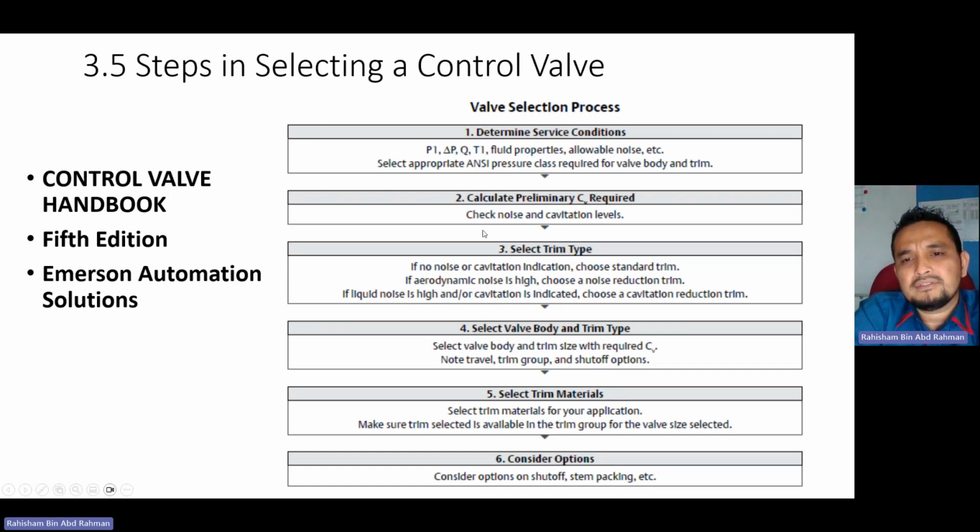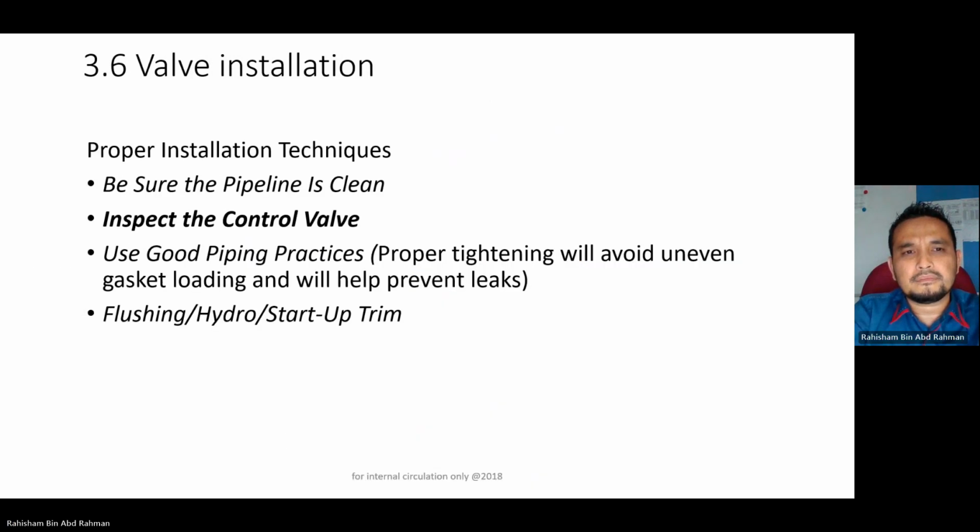You don't need to memorize it. It is just a matter of understanding how it works. Determine the service condition, calculate the coefficient of valve, select trim type, and then valve body, and then select the materials, and the final consideration of other aspects, whether that valve needs to be used for safety purposes or for emergency, for shut off, for equal percentage, these kinds of things.